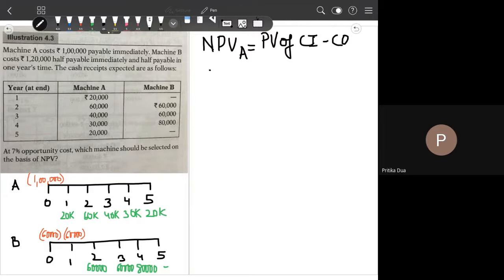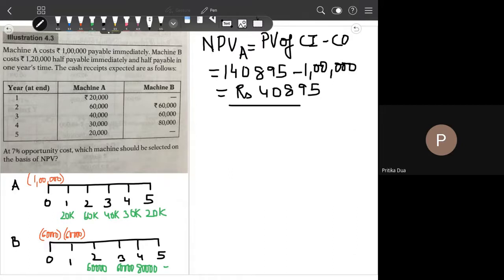Okay, so Ayan, this is the present value of cash inflows. Yes, ma'am. Okay, so we have a simple cash outflow and therefore the NPV comes to 40,895. Next, we need to calculate NPV for B. The only difference here will be that you will be calculating the present value of cash outflows too.